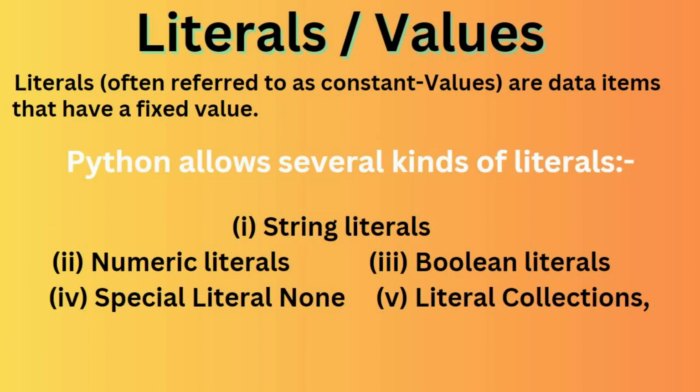Now we must know what literals or values are. Literals, often referred to as constant values, are data items that have a fixed value. Python allows several kinds of literals: number 1, string literals, then numerical literals, boolean literals, special literals, and also literal collections.